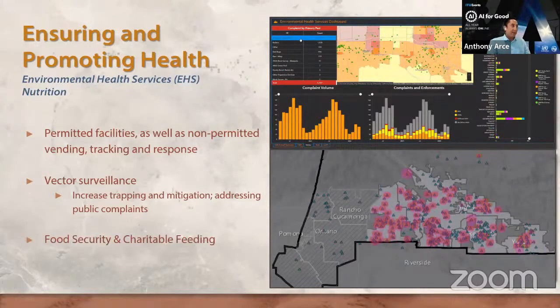And lastly, as I mentioned, we work with a lot of food facilities, and there might be a lot of food waste, and we just want to bridge that gap with charitable feeding organizations. Ultimately, we don't want that food to go to waste, and we want to be able to give that to the folks in need and help out those in need.